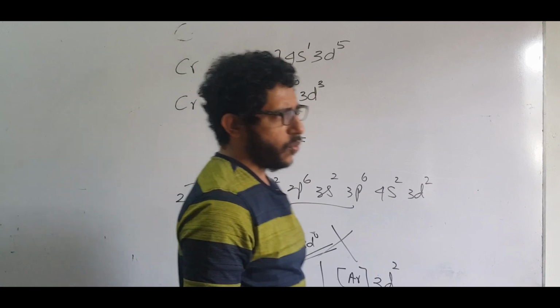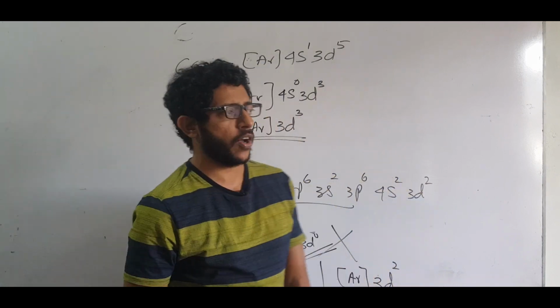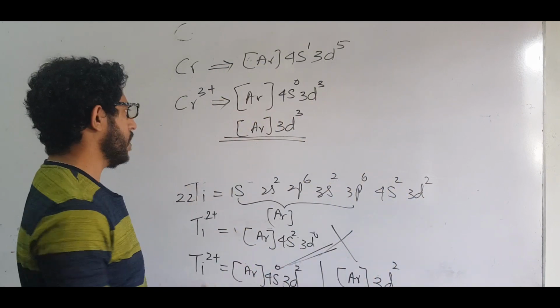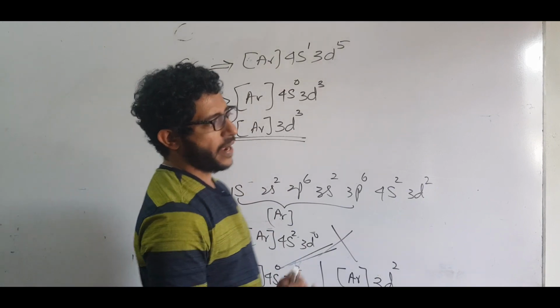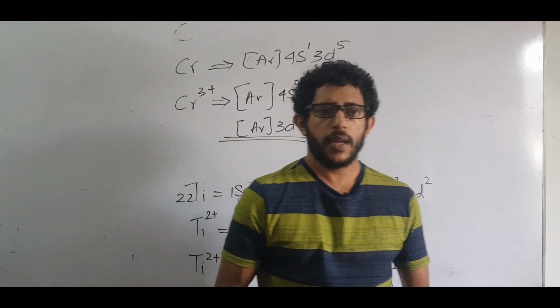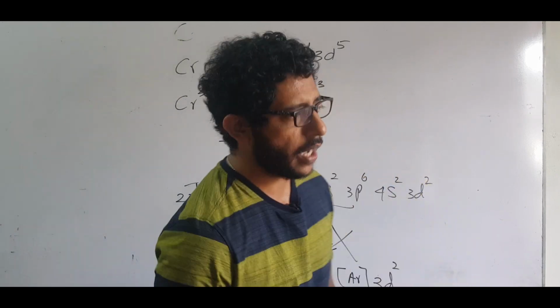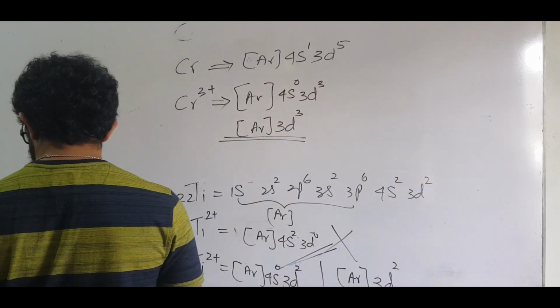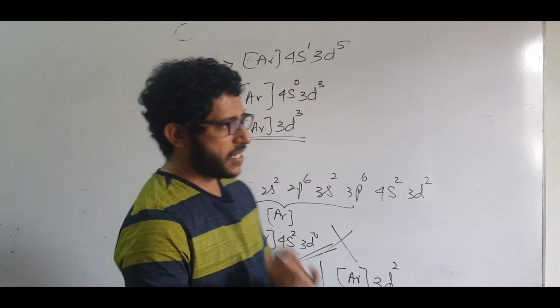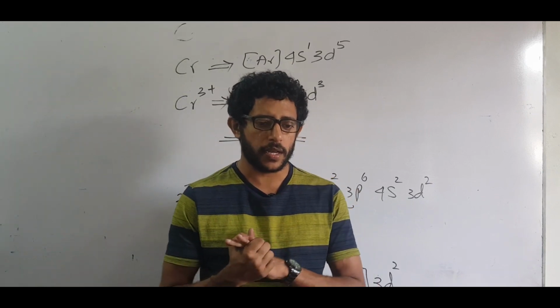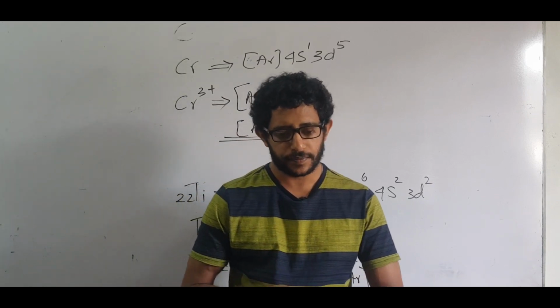So, that is how we write the electronic configuration of positive ions. Remember, when electrons are removed to make positive ions, they are always removed from the outermost subshell, but not according to the Aufbau principle, right. So, that is how we write the electronic configuration.